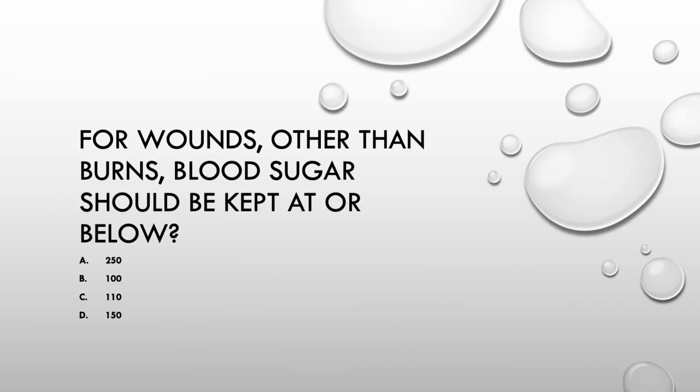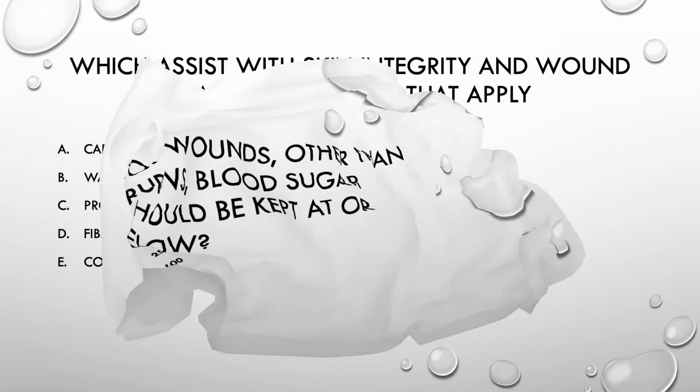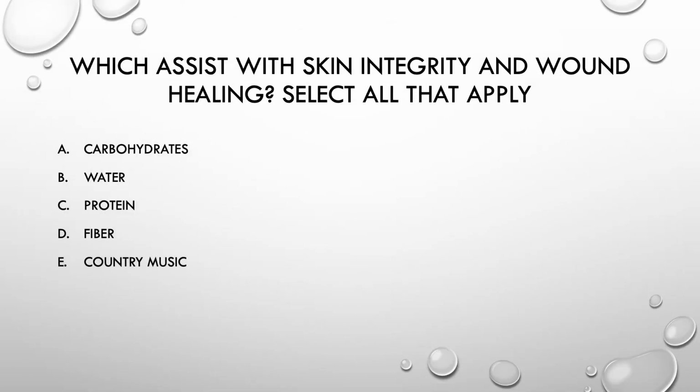Now let's see how much you learned from the presentation. For wounds other than burns, blood sugar should be kept at or below: A, 250; B, 100; C, 110; or D, 150. The answer is D, 150. Which assist with skin integrity and wound healing? Select all that apply. A, carbohydrates; B, water; C, protein; D, fiber; E, country music. The answer is B and C, water and protein.